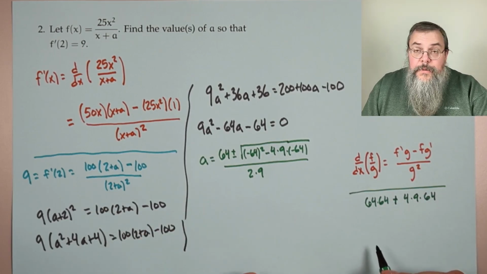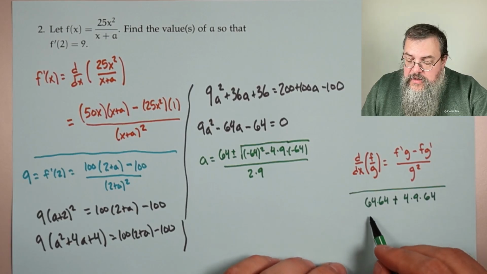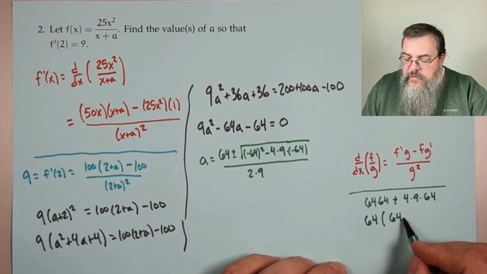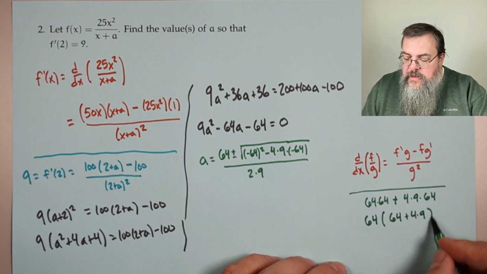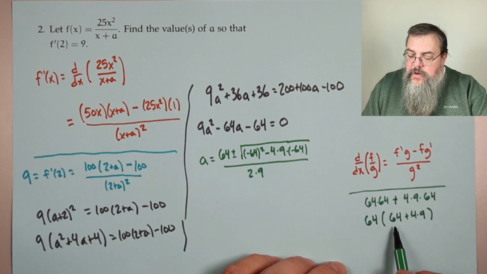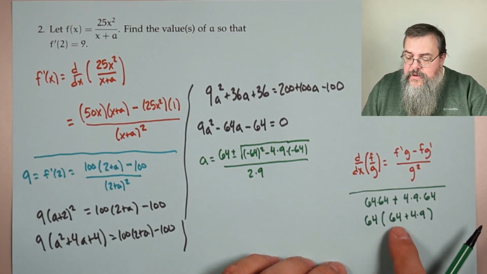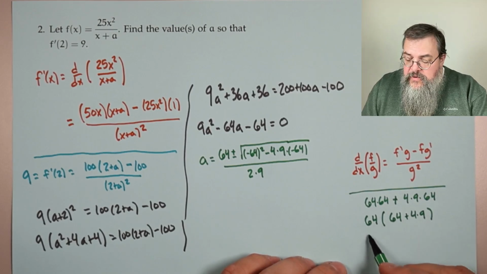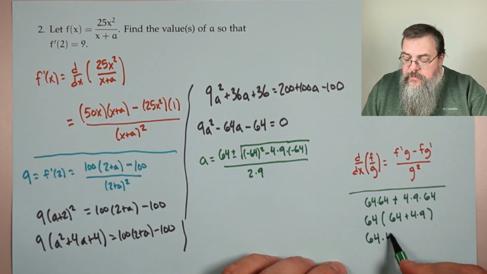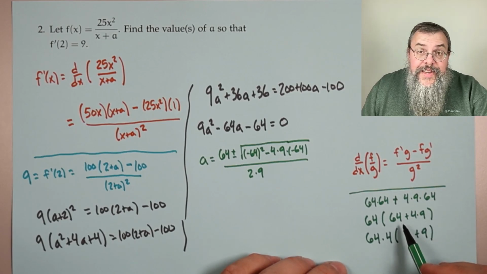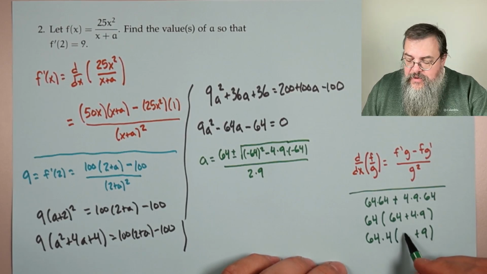Well, what can we pull out? We see that they both have 64 in common. Okay, so let's pull that out. We have 64 plus 4 times 9. Now, does 64 have anything in common with either 4 or 9? Well, yeah, 64 is divisible by 4. So I'll pull out a 4. And, of course, that's easy to do, that part. Well, how about here? 64 divided by 4 is 16.